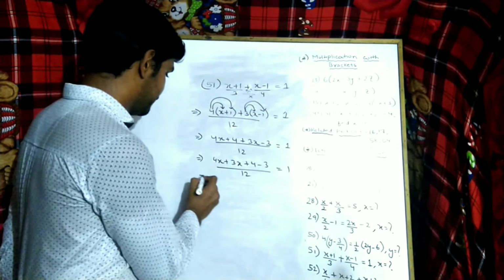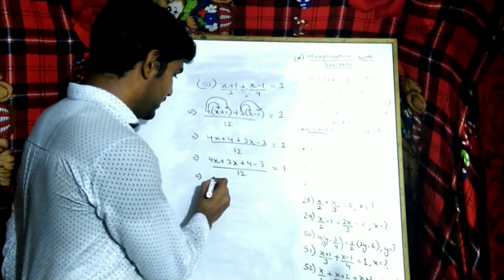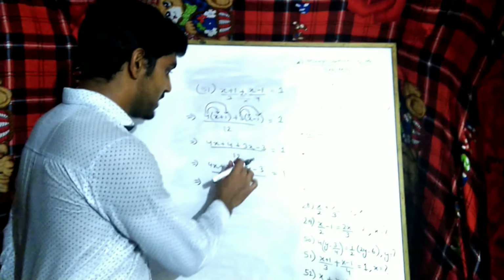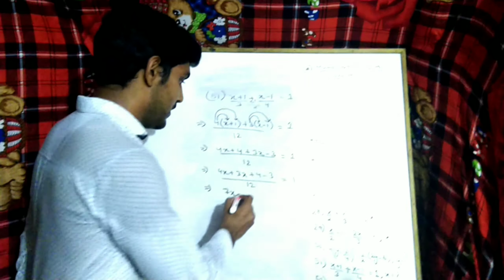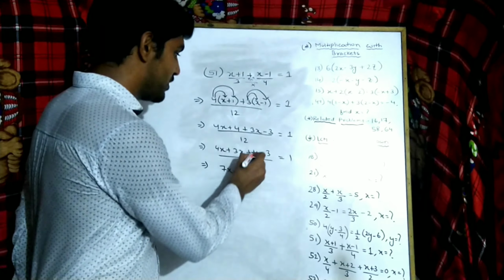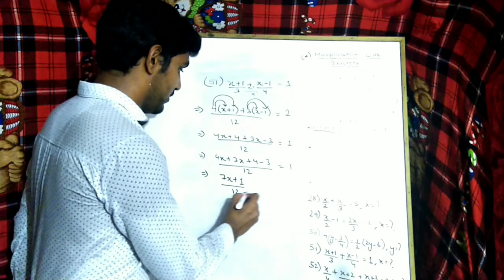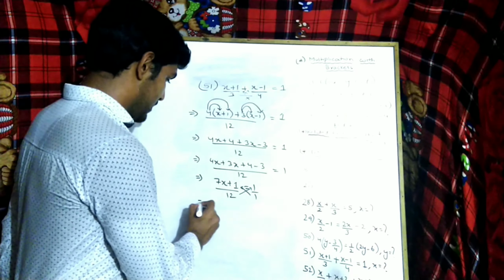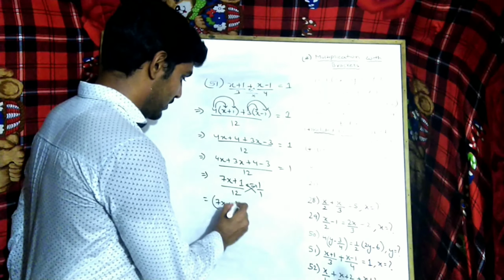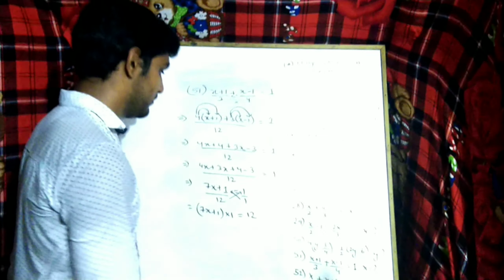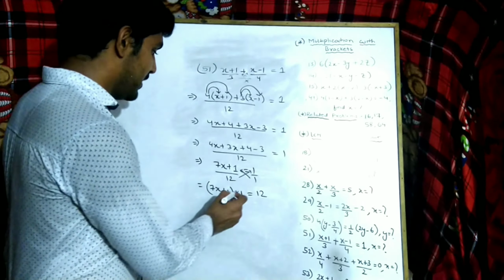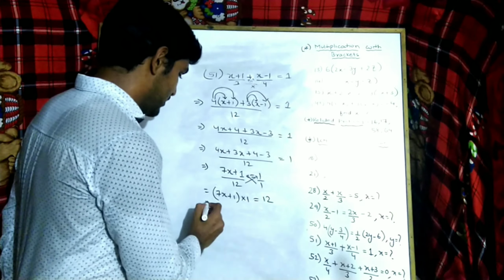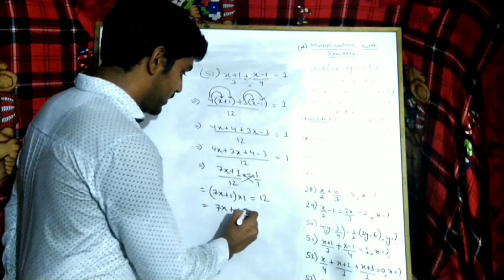Okay. Now 4x plus 3x will be 7x, plus minus will be minus. So 4 minus 3, 1. Which sign will come? Plus sign will come because 4 is bigger than 3, by 12 is equal to 1. Now cross multiply again. So 7x plus 1 into 1 is equal to 12. Tell me, if anything is multiplied by 1, then that number only comes. So 7x plus 1 is equal to 12.